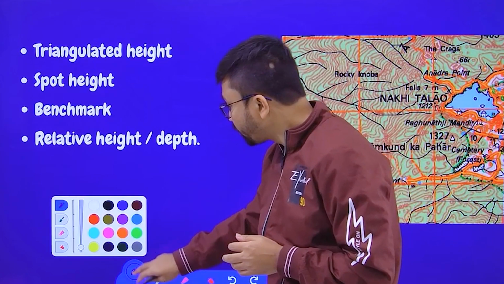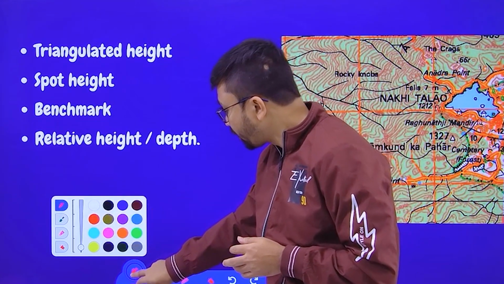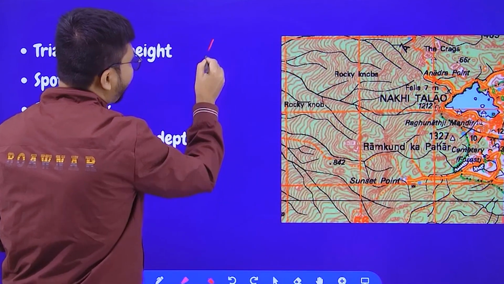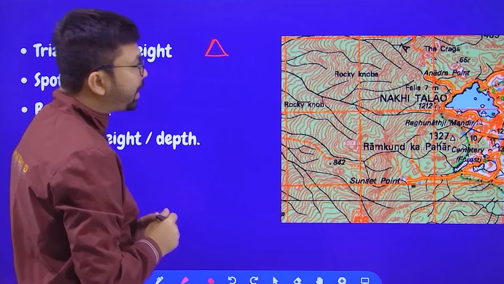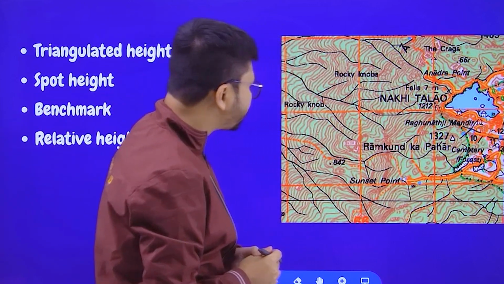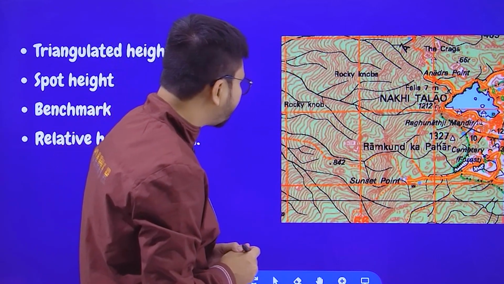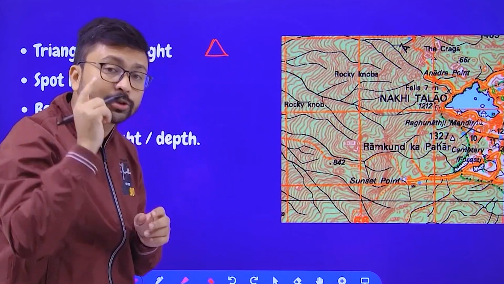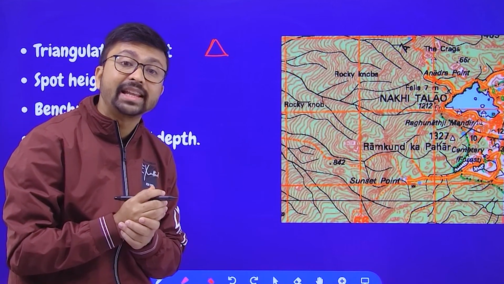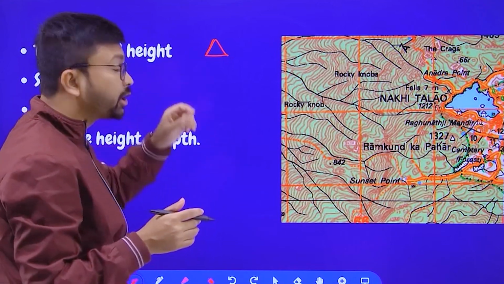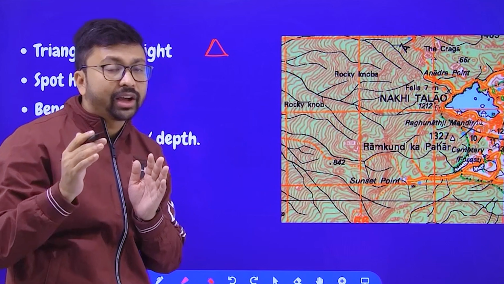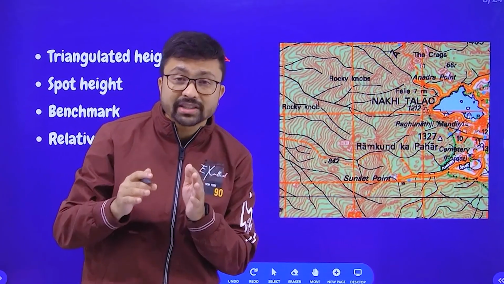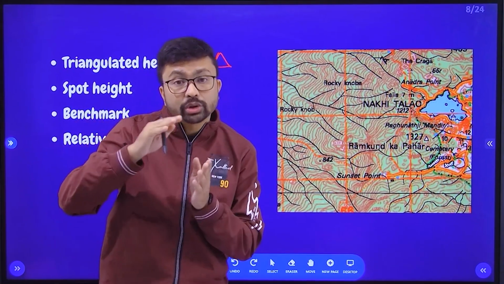Let me show you how the triangulated height is marked. In the map you will get a triangle, and along with the triangle some number will be written. Those are called the triangulated height. It means the height of the place is that many meters from the mean sea level. And why is it a triangle? Because those places' heights were not measured by reaching there, but through the triangulation method.